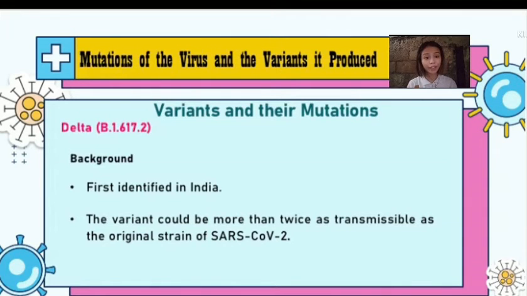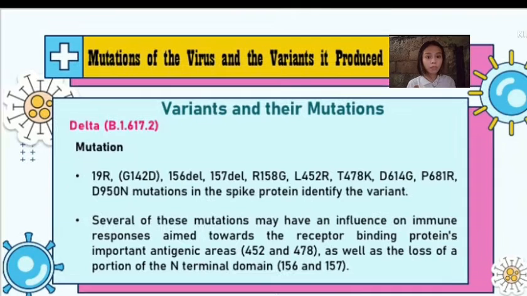For the Delta variant, or B.1.617.2, it was first identified in India. The variant could be more than twice as transmissible as the original strain of SARS-CoV-2. Its mutations, T19R, 156del, 157del, R158G, L452R, T478K, D614G, and other mutations in the spike protein identify the variant.